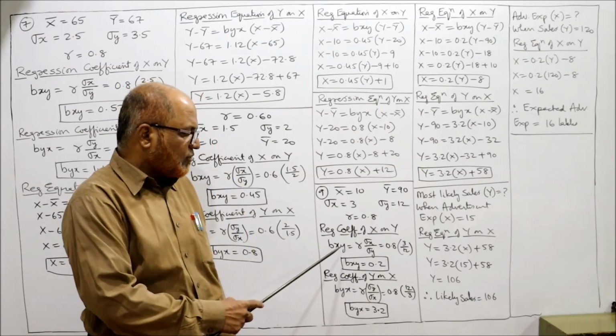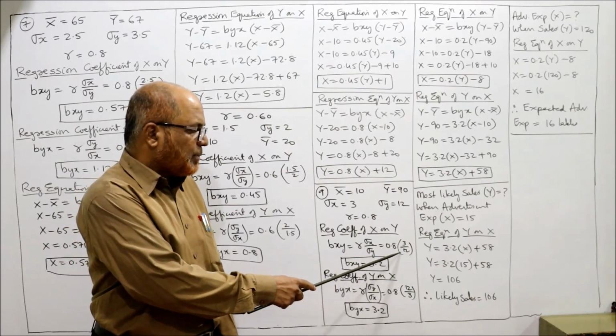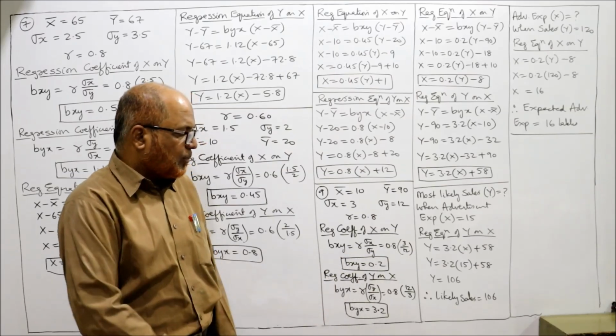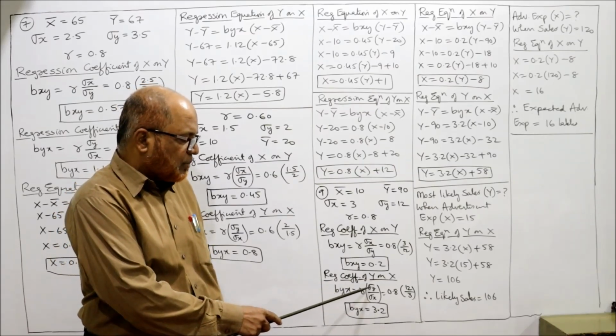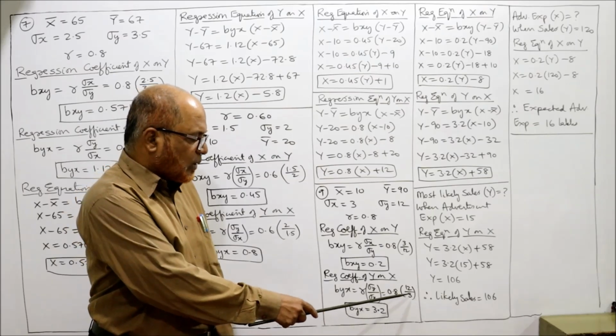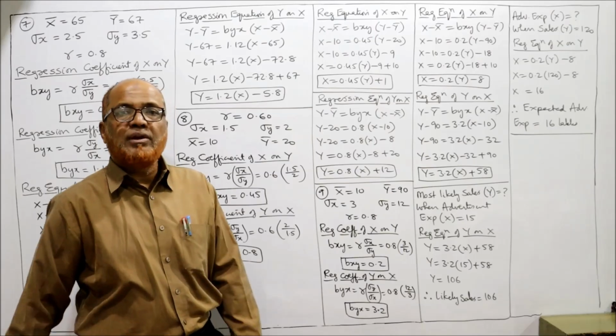Regression coefficient of x on y, bxy, is equal to r into sigma x by sigma y: 0.8 into 3 by 12. So bxy we got is 0.2. Regression coefficient of y on x, byx, is equal to r into sigma y by sigma x: 0.8 into 12 by 3, 3.2. We got bxy and we got byx.